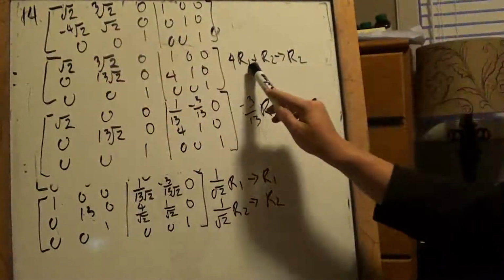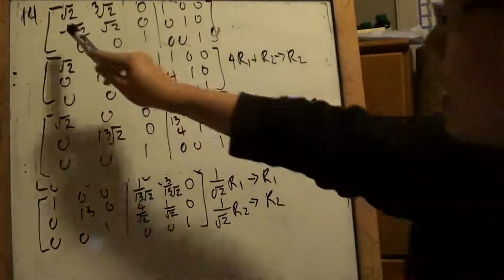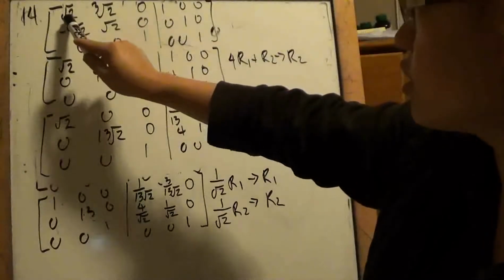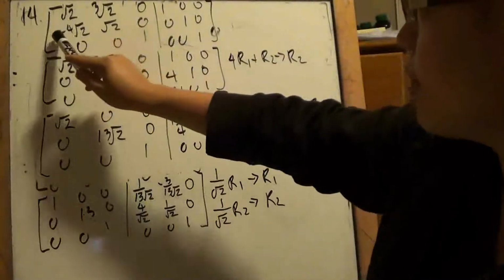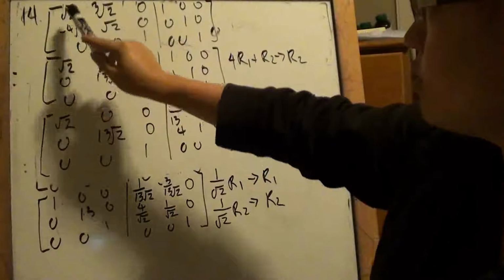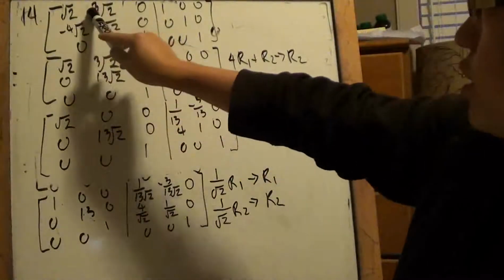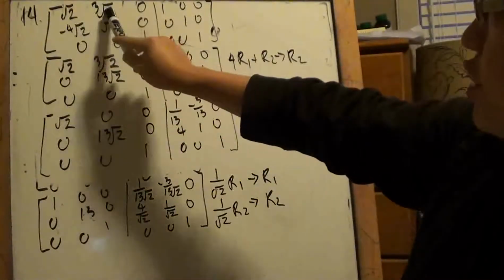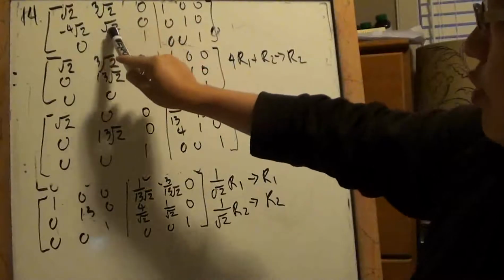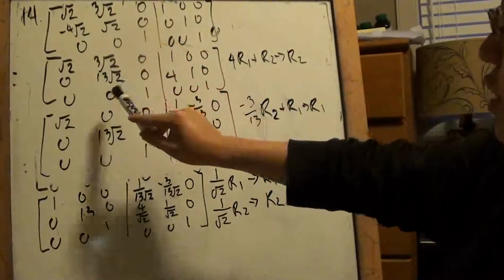So what I did was I got the first row, times it by 4, and added to the second row, right? So 4 square root 2 minus 4 square root 2, that will give me 0. 3 times 4 is 12. 12 square root of 2 plus 1 square root of 2 will give me 13 square root of 2.